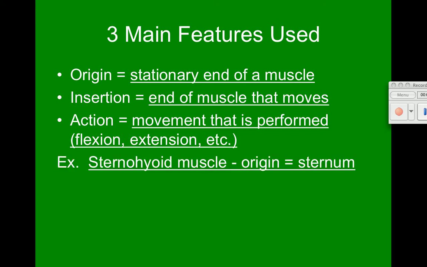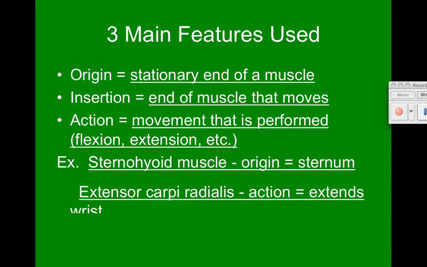So for example, we have the sternohyoid muscle, and if you look at that beginning part of that word, sterno, in this case I looked it up and obviously it's the origin, but you should at least be able to tell that it's attached to the sternum. Now, it's also attached to another bone called the hyoid bone, which we really didn't talk about. It's a floating bone that is kind of in your neck.